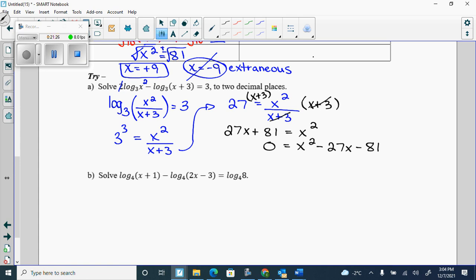Divide what x? The 27 divide x? No, because then you'd have 81 over x and a 27, which is going to be super problematic. How do I have to solve this one? Quadratic formula.